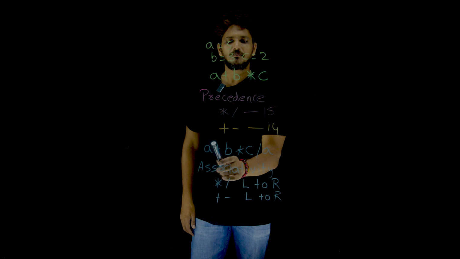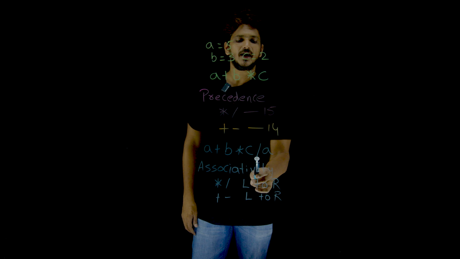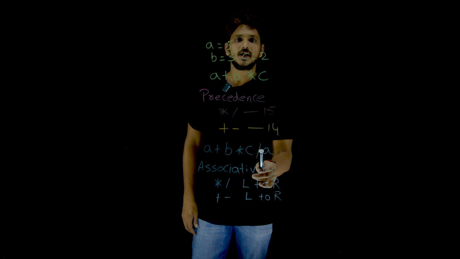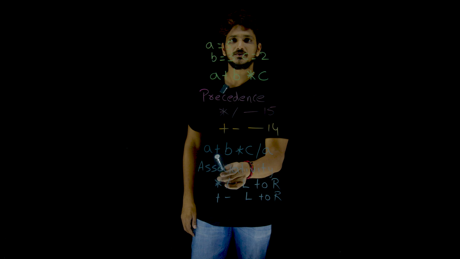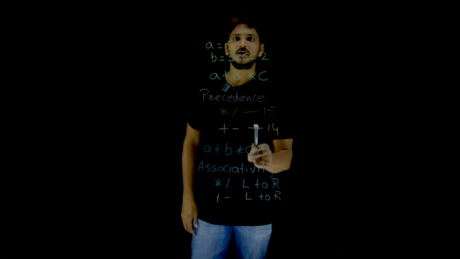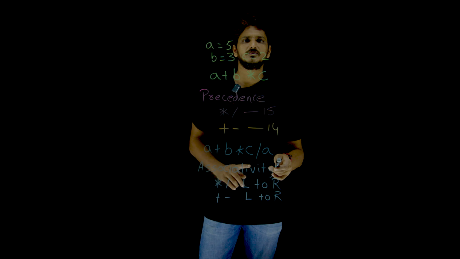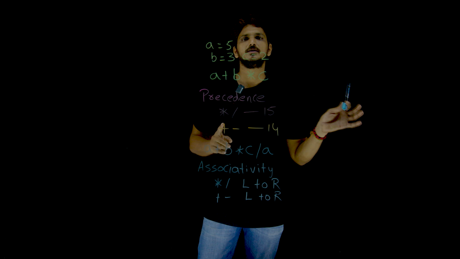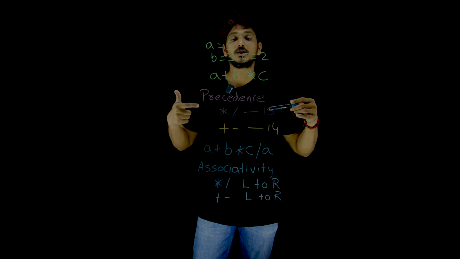So A plus 6 divided by A. Which one is going to happen? 6 divided by A. Divide has the highest precedence when compared with plus. 6 by A means 6 by 5, 1 point something. Then A plus 1 point something, 5 plus 1 point something. That is what you are going to get.